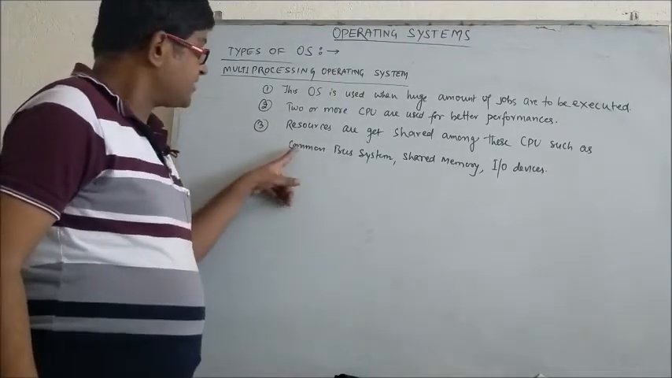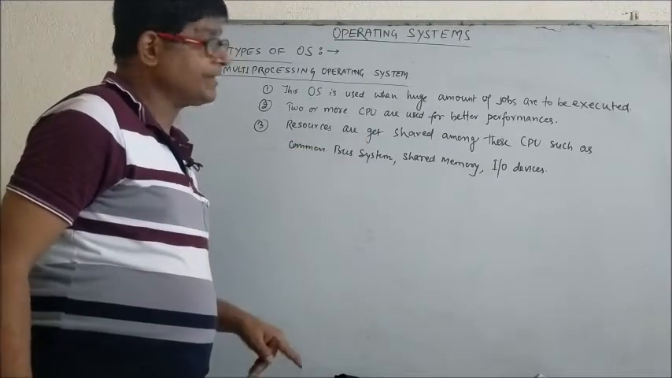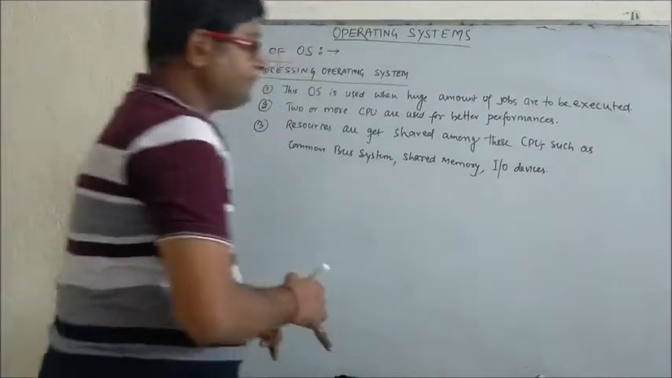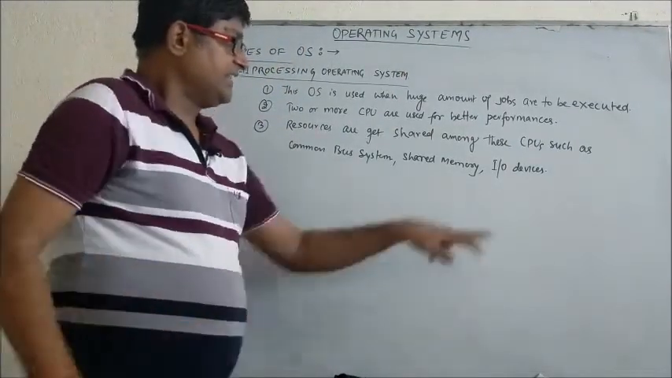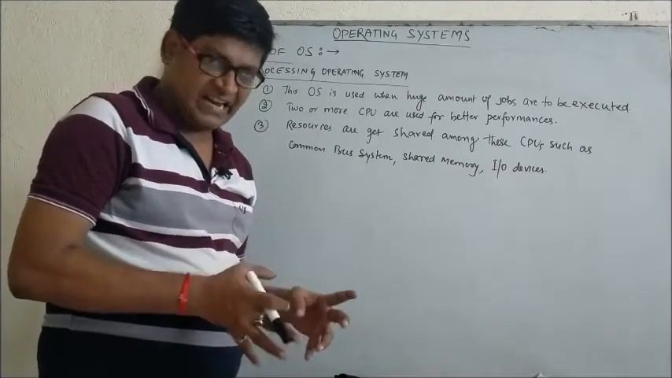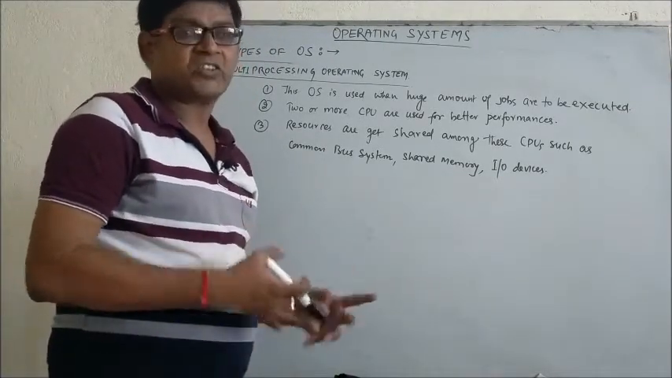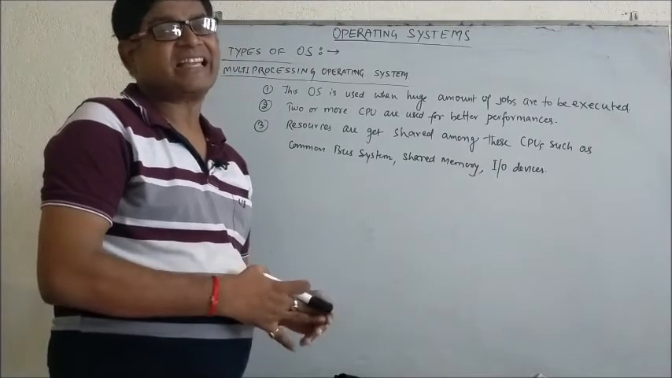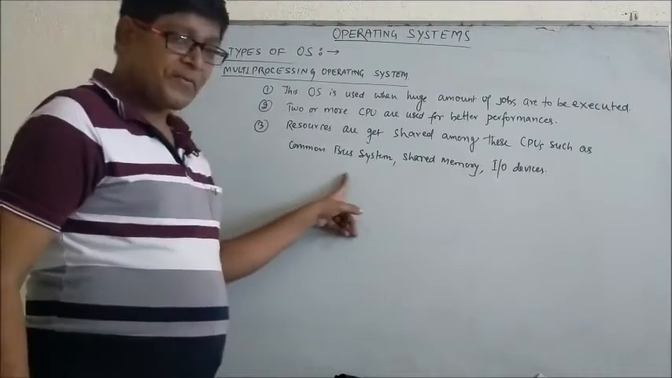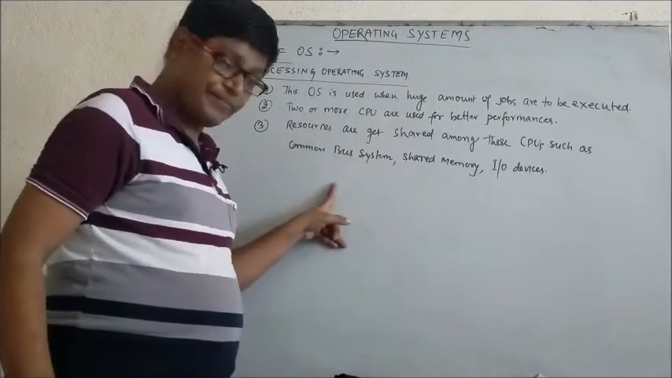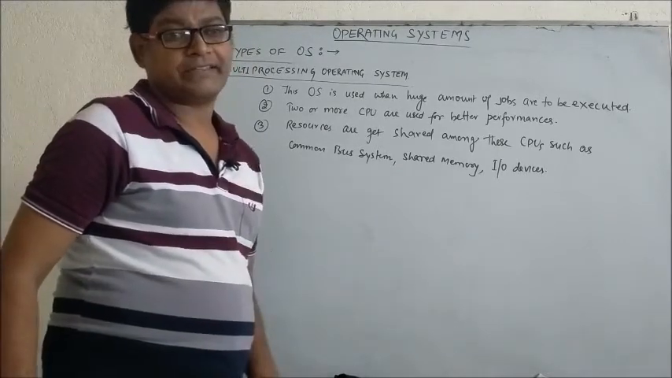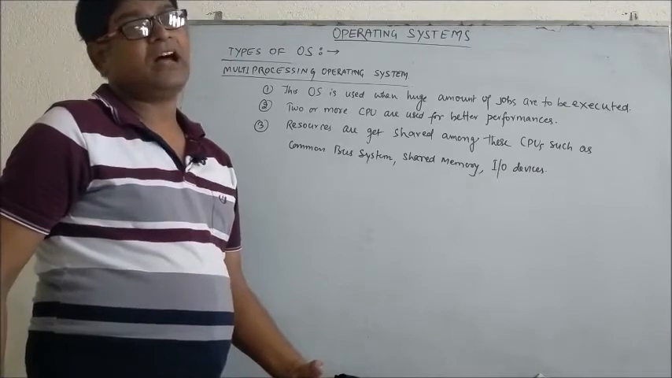Next, resources are shared among these CPUs. Not CPU, it must be CPUs, right? This is a very good point: whatever CPUs we take, they can easily share the other resources among themselves, such as the common bus system, which means CPUs can share the bus system, shared memory that is known as your main memory, and different IO devices. IO devices means input output devices.